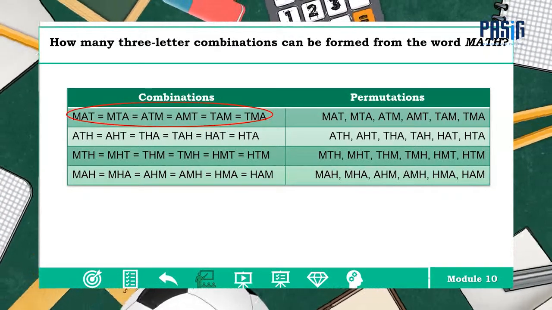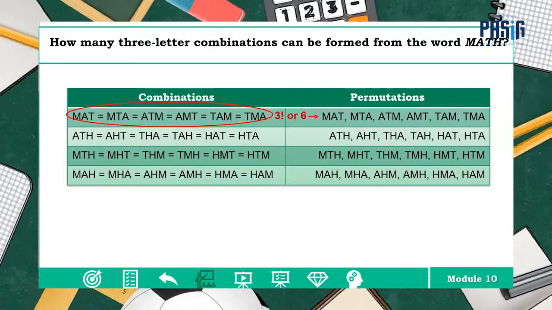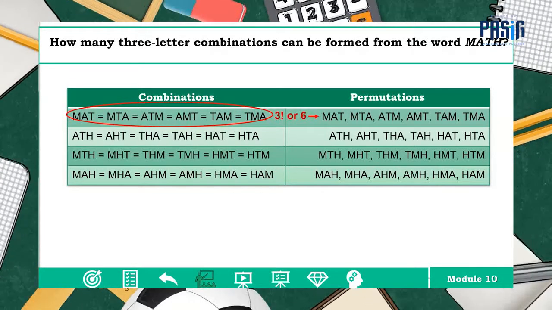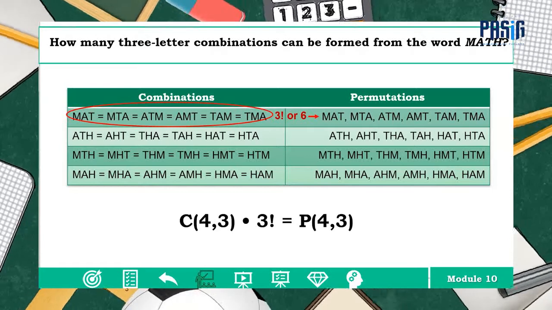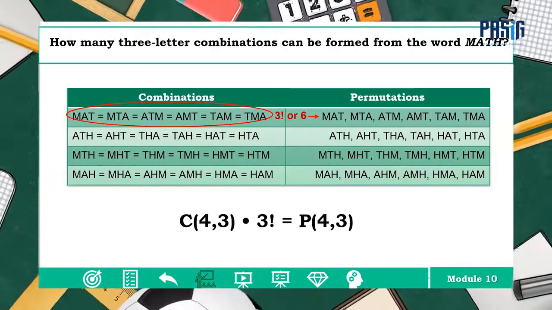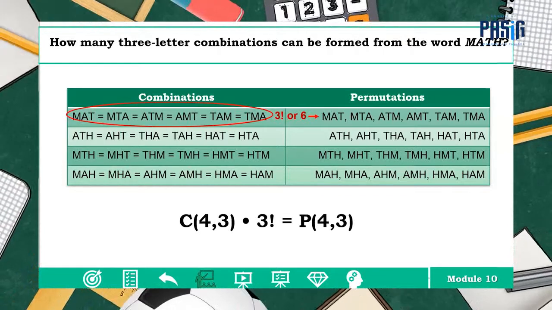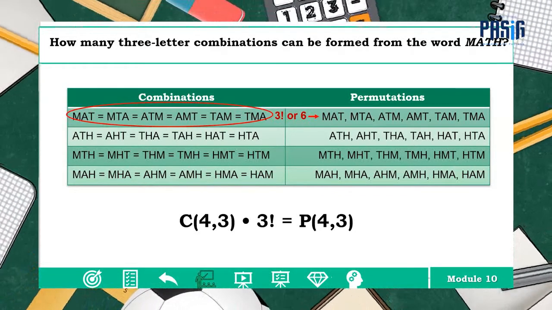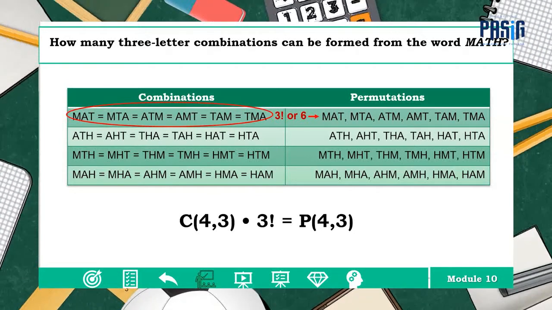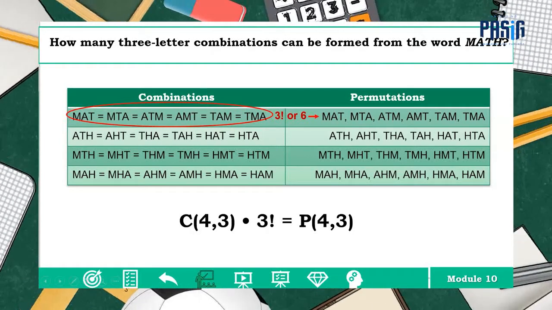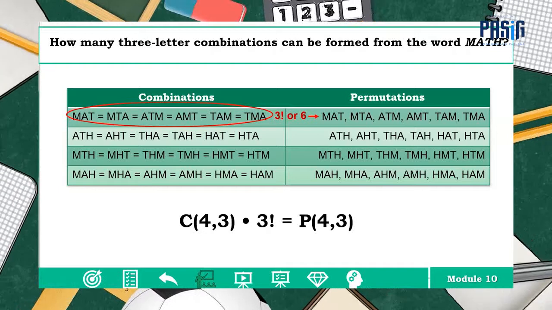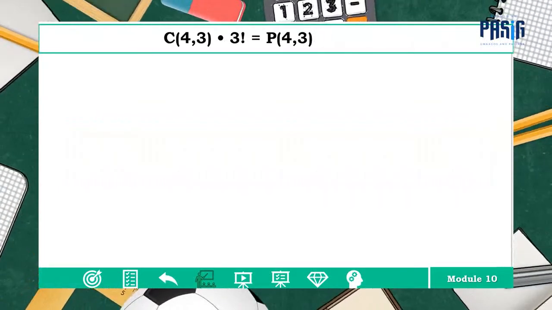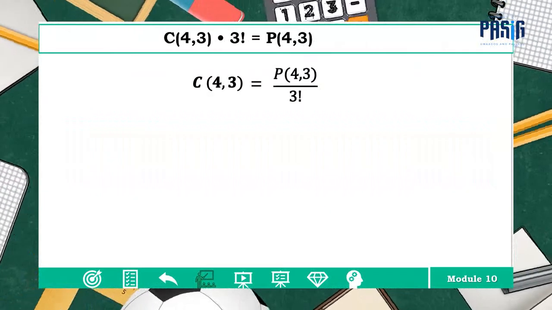Each combination of 3 letters determine 3 factorial or 6 permutations. Therefore, we can say that the number of combinations multiplied by 3 factorial gives the number of permutation. Using this equation, let us look more closely how combination is related to permutation. If we're going to divide both sides by 3 factorial, it will give us this equation.